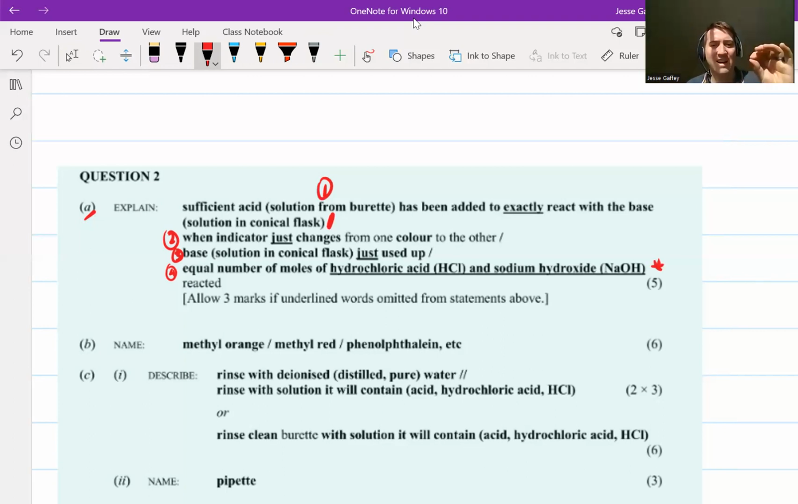So when you've got exactly the same amount of moles of one reactant as you do of the other reactant. Looking through the other answers, you can see as well the base is just used up. So you've added the acid until all the base has reacted and there's none left. So base just used up. You could also say it's when the color change happens, when the indicator changes from one color to the other. Well, that's what happened. That's what tells us it's the endpoint. So they can't really argue with that definition. And then I think the first answer is quite like the last one. Sufficient acid or just enough acid has been added to exactly react with the base, which is in the conical flask. Either way, you've got to have said one of those things, all right?